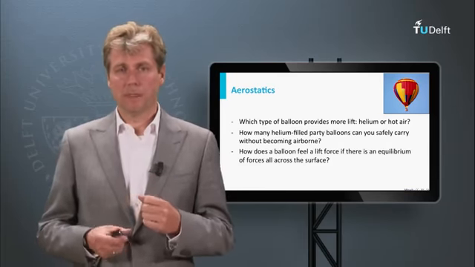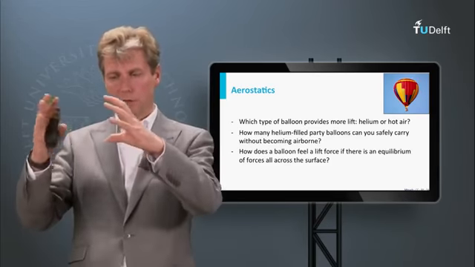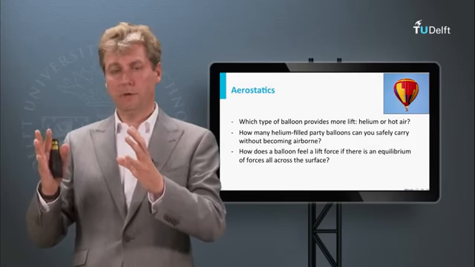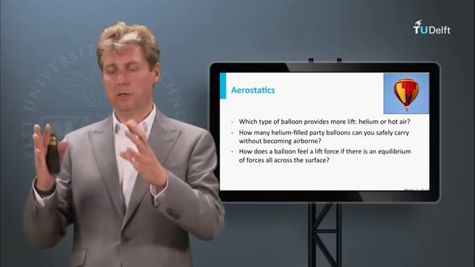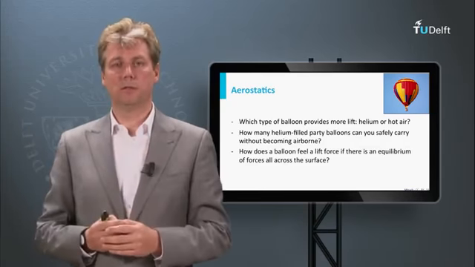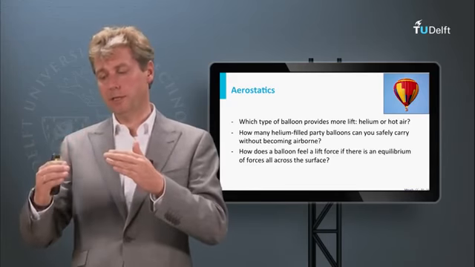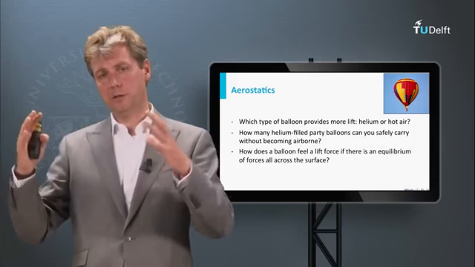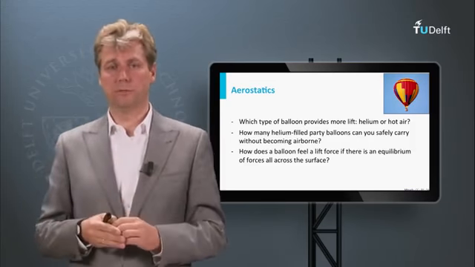Another question is, if we have a balloon, take for instance this party balloon, it's easy to understand. We look at this party balloon, its volume remains constant. It doesn't get larger or smaller. At a certain time, it keeps its volume. And this is because the forces inside and outside are in equilibrium. So the balloon doesn't get larger, doesn't get smaller. There's an equilibrium of forces along the surface.